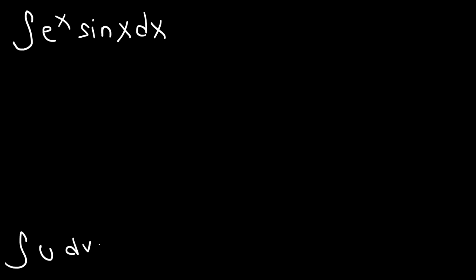In this lesson, we're going to find the integral of e to the x sine x dx. And so for this problem, we're going to use the integration by parts method. So the formula is the integral of u dv is equal to u times v minus the integral of v du. So we're going to set u equal to e to the x.